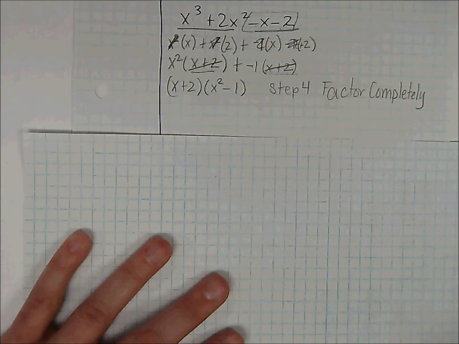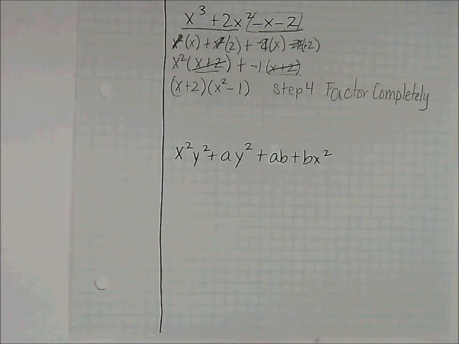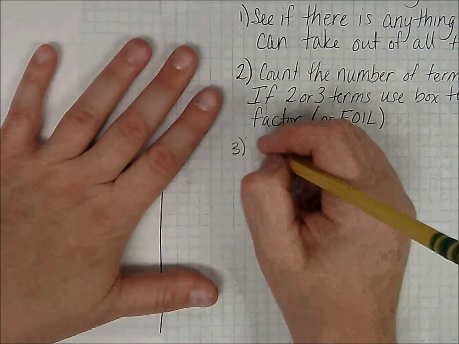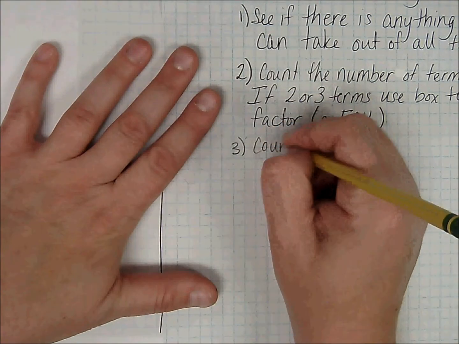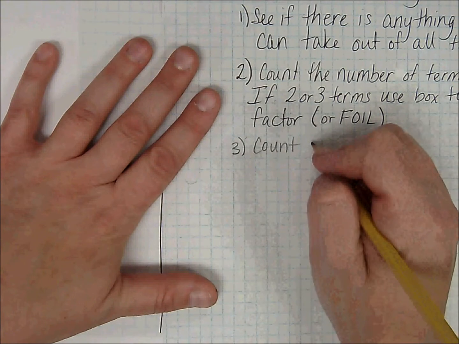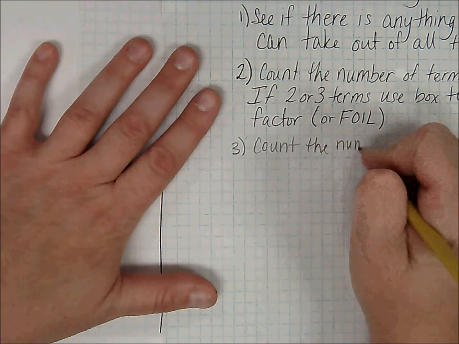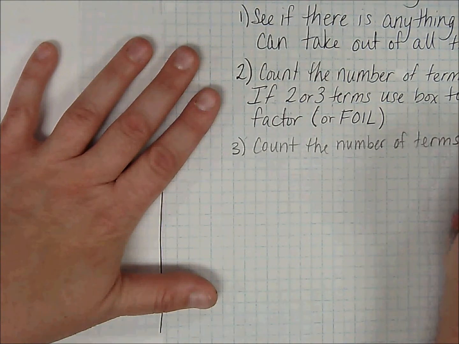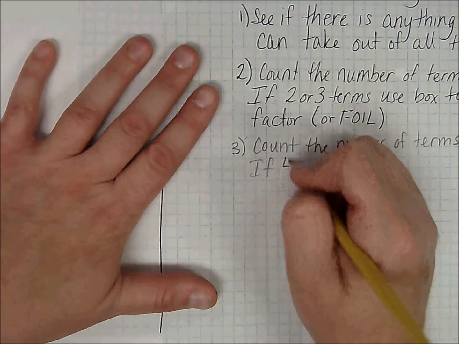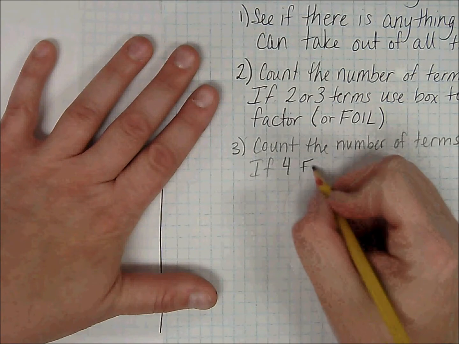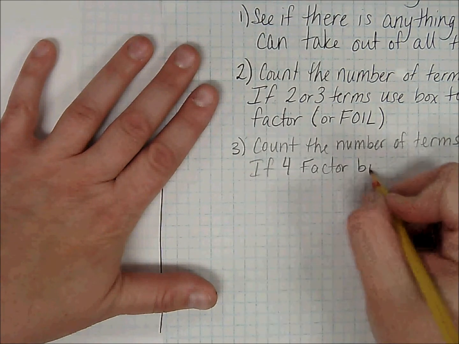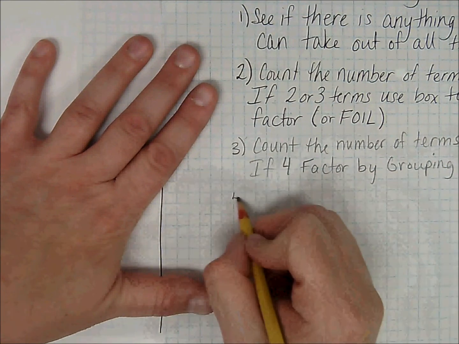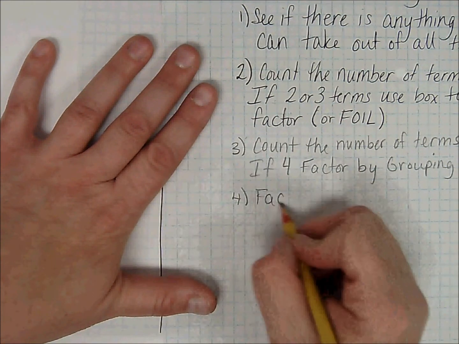All right, so I'm going to add that to my factoring sheet. Number 3 is count number of terms. If 4, factor by grouping. And my 4th step, factor completely.